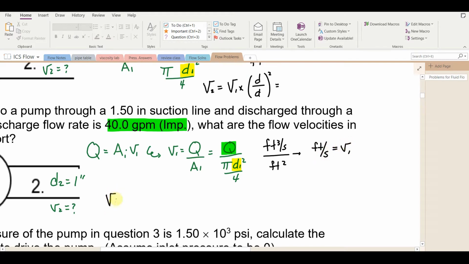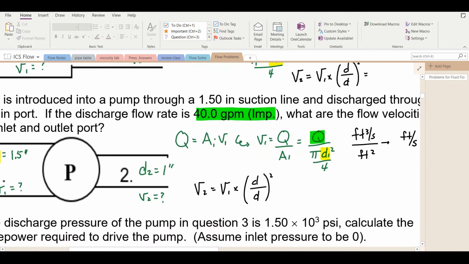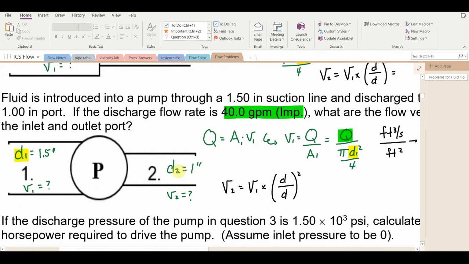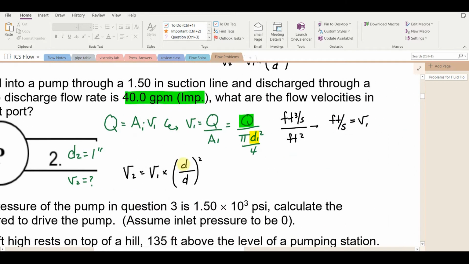So V2 will be equal to V1 times the ratio of diameters squared. And just keep in mind that diameter 2 is smaller than diameter 1, so the velocity will be greater downstream of the pump. So V2 will be bigger than V1, and so put the larger diameter over the smaller diameter.